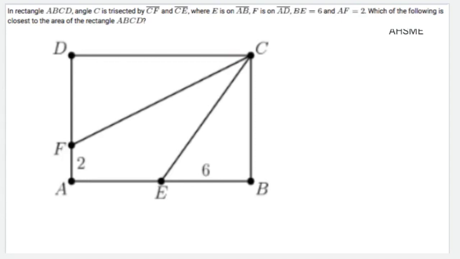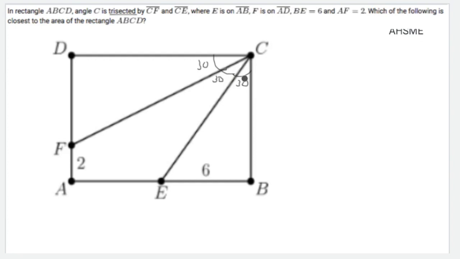So in rectangle ABCD, we know that angle C is trisected by CF and CE. Now we're going to stop reading immediately, and we see the word trisected. And if an angle is trisected, it is divided into 3 equal parts, which means this is 30. This is 30. And this is 30. Okay, let's read on now.